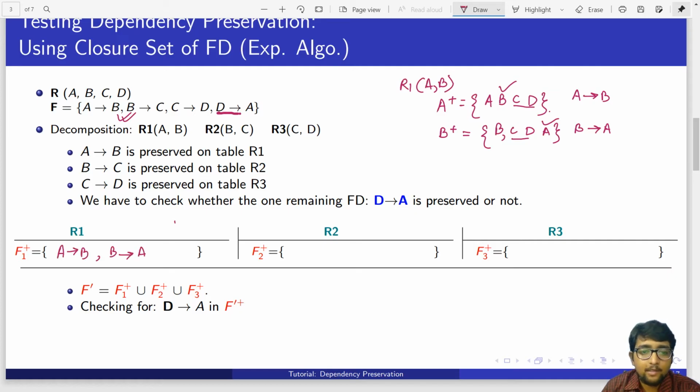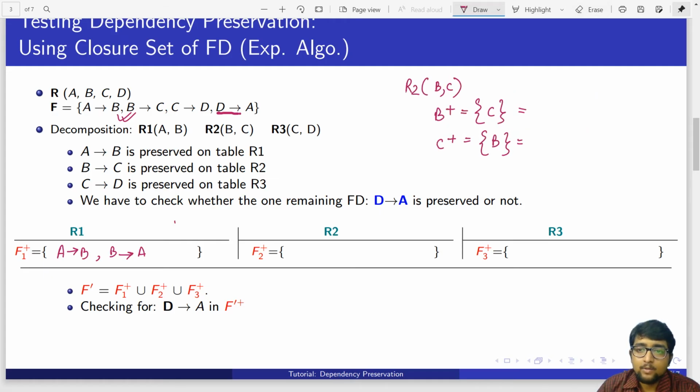Accordingly, for R2 we will calculate the possible functional dependency set, the closure set. So here we can write B functionally determines C and C functionally determines B as two valid functional dependencies on R2, right? Similarly, on R3 what will happen? We will get C functionally determines D and D functionally determines C.